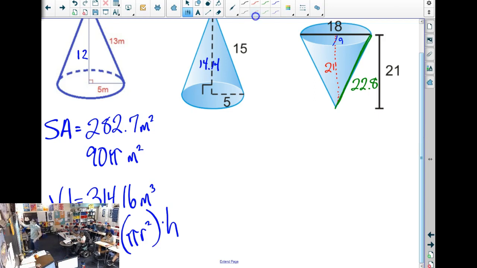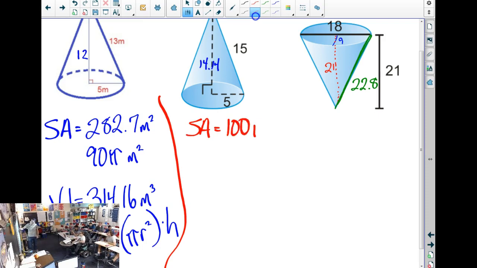Our second one here is a slightly taller version with the same base. We can share some values here if we want. Our surface area came out to be how many pi? 314.2. Hold on, wait, what? It's 100 pi.